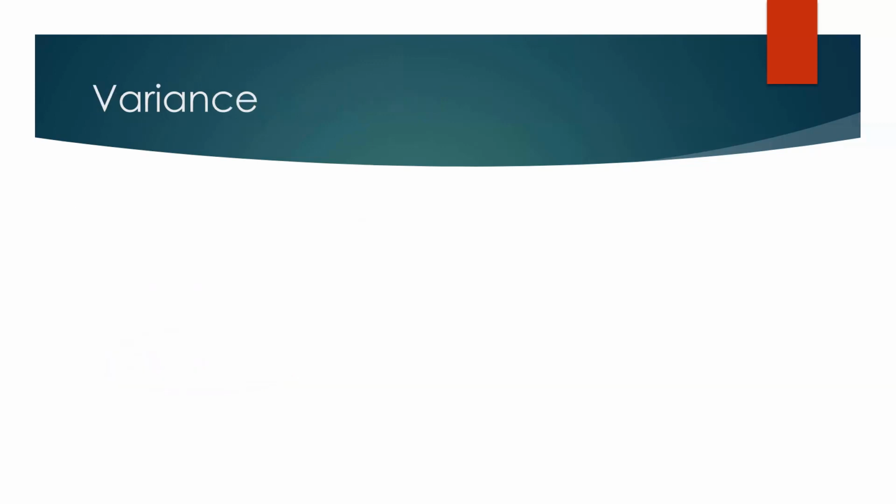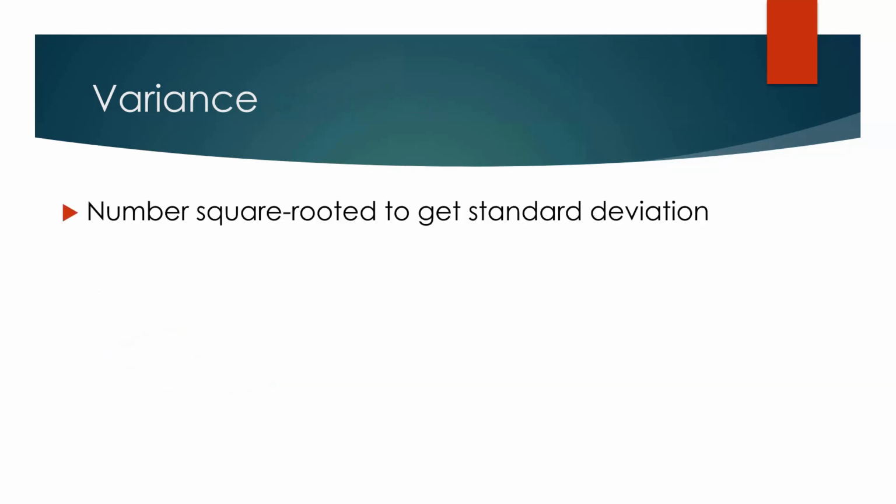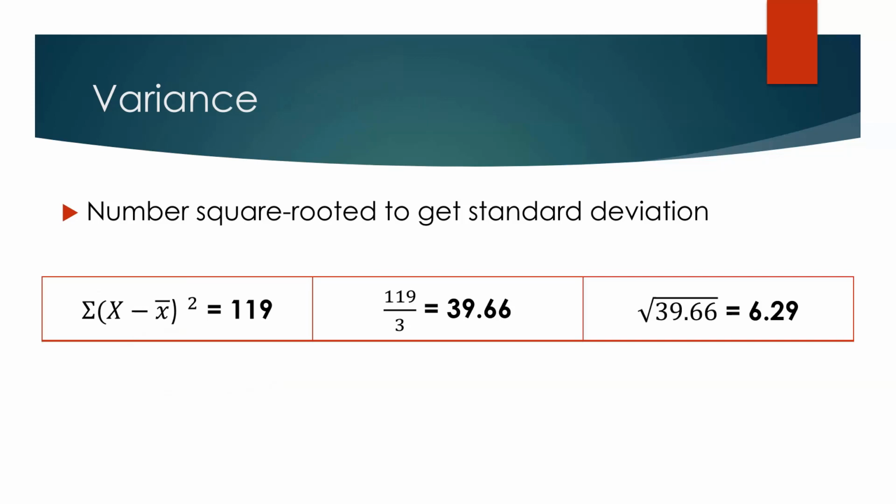Now, the last one you need to know, again, it's like the range. We're not going to use it much moving past this section, but it's one you still need to know that I'm going to test you on. The variance is the number that we square rooted to get the standard deviation. So if we look back at Joe's numbers, remember this number here, 39.66? That's the number, that's the variance, right? And we square rooted that to get standard deviation.